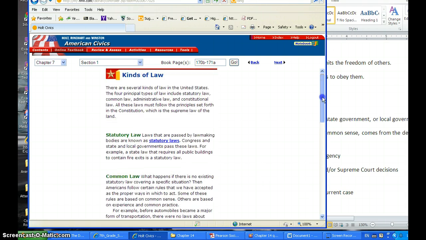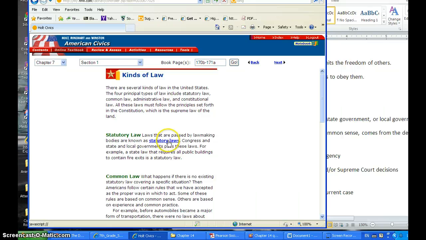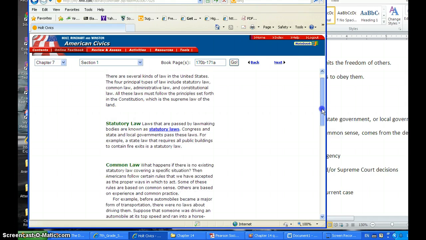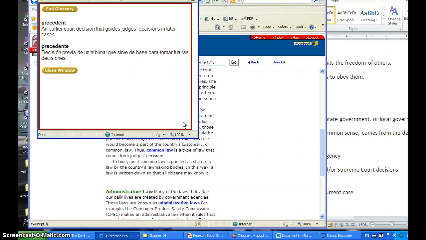Once I have the descriptions for each type of law, then I go to the vocabulary words. And what I did is I just typed vocabulary, and then I start looking at the words. So the first one, statutory laws. I already described that in the answer to the question for this section. Okay, the next one is precedent. So precedent is a new word. It's not covered in the answer of the question. So I'm going to click on that, and this is the definition that comes up: an earlier court decision that guides judges' decisions in later cases.